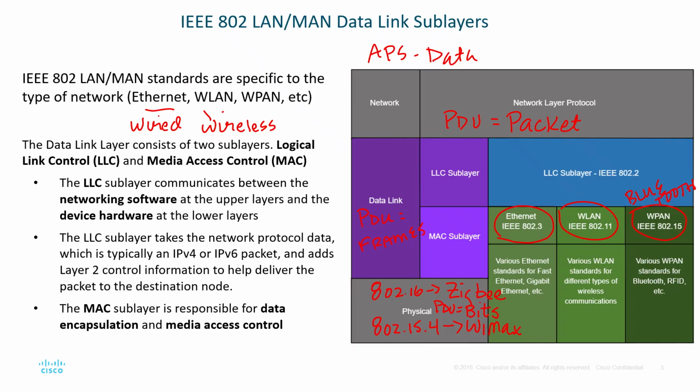Okay. Now, your LLC sublayer communicates between the networking software at the upper layers and the device hardware at the lower layers. I'm going to talk a little bit more about that as we go along. It takes the network protocol data, which is our packet of information, and it adds layer 2 control information to help it deliver the packet toward the destination.